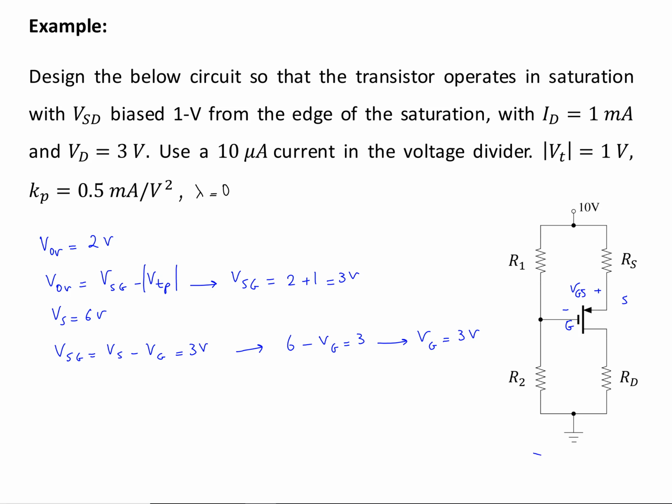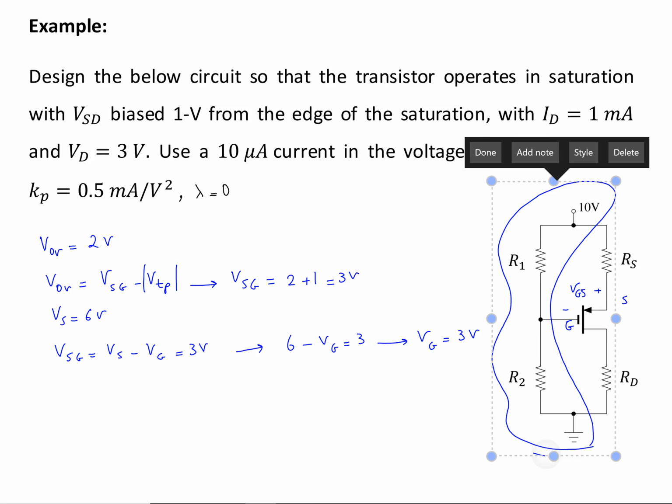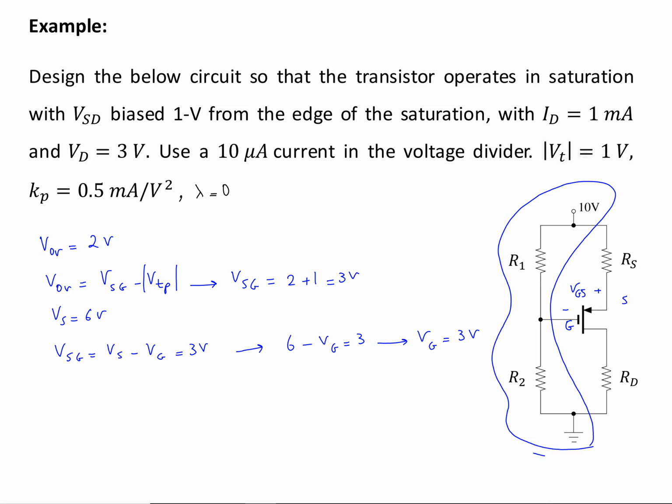And because I have a voltage divider network in here, I can write Vg is equal to R2 divided by R1 plus R2 multiplied by 10 volts, which is equal to 3. From there, I have R2 is equal to 3 over 10 multiplied by R1 plus R2.